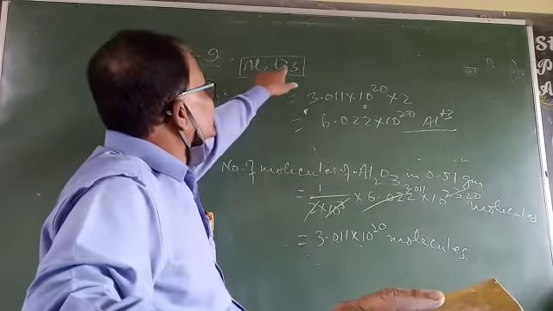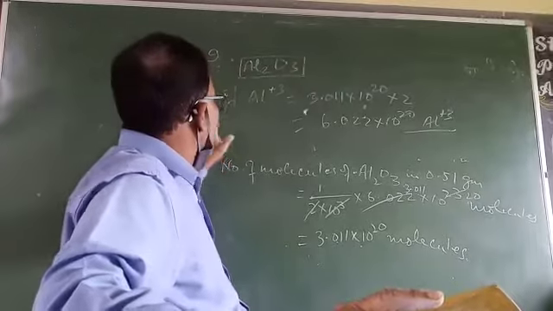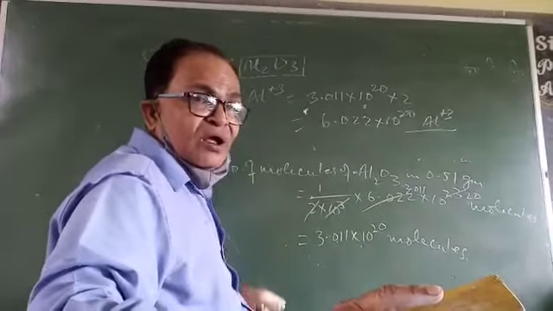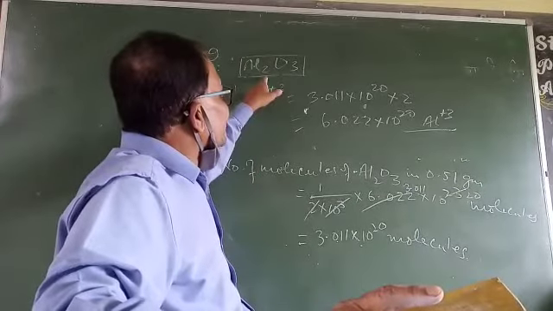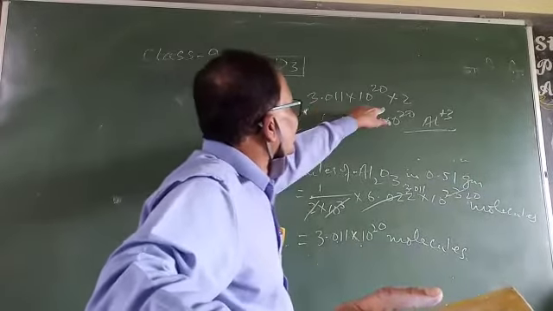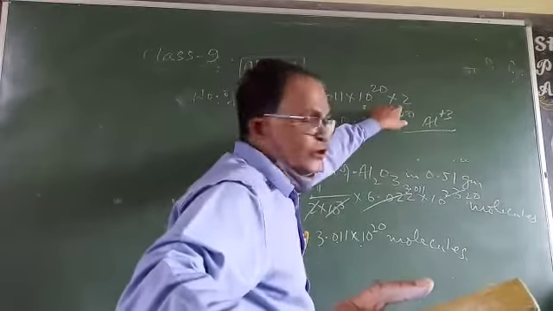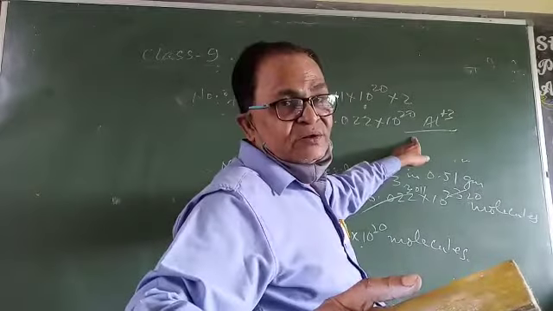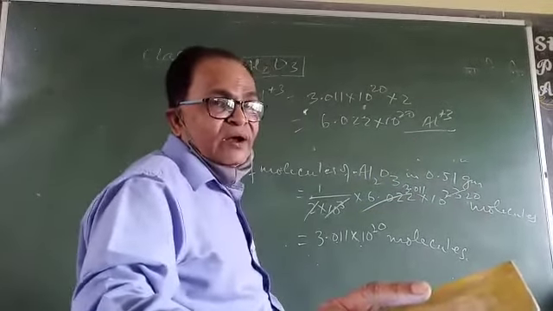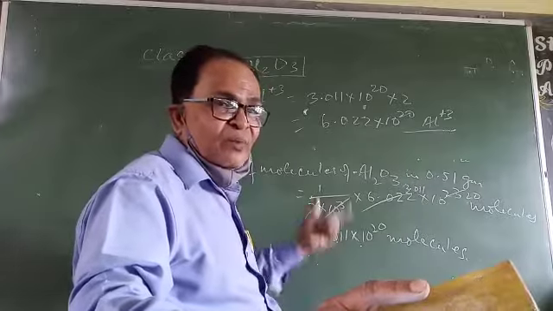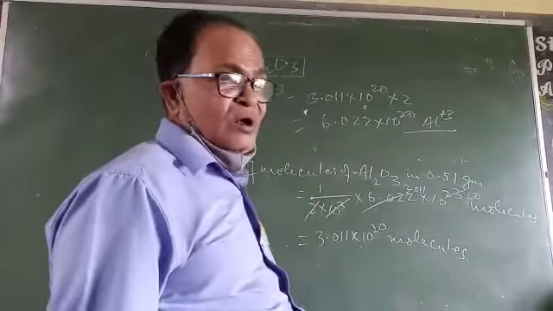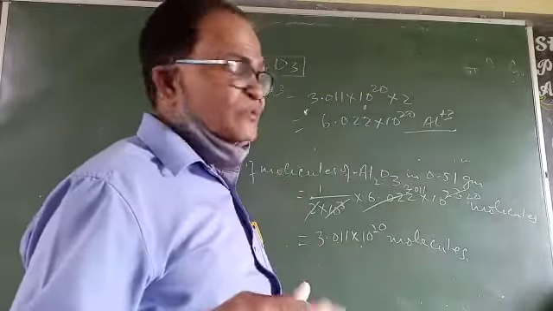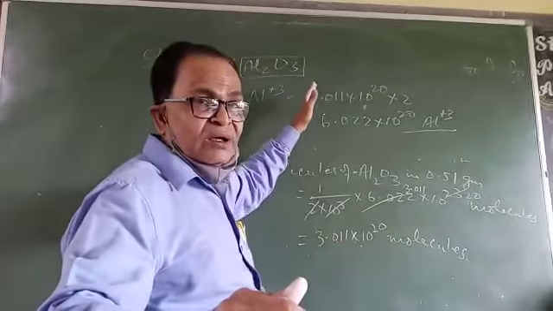Here you can also calculate the number of oxide ions. One molecule contains 3 oxide ions, so the number of oxide ions in 0.51 grams of aluminium oxide can be obtained by multiplying the number of molecules by 3. You can solve the problems related to mole in this way.